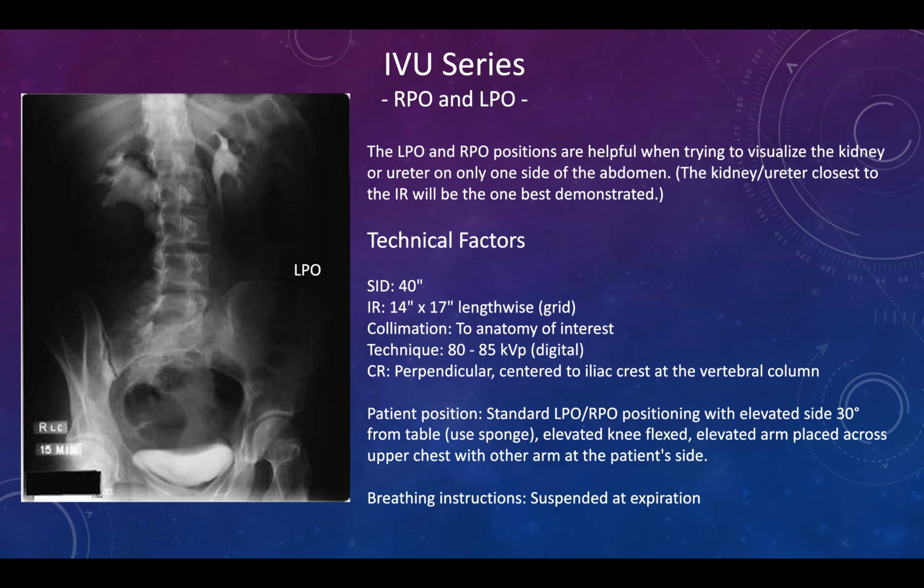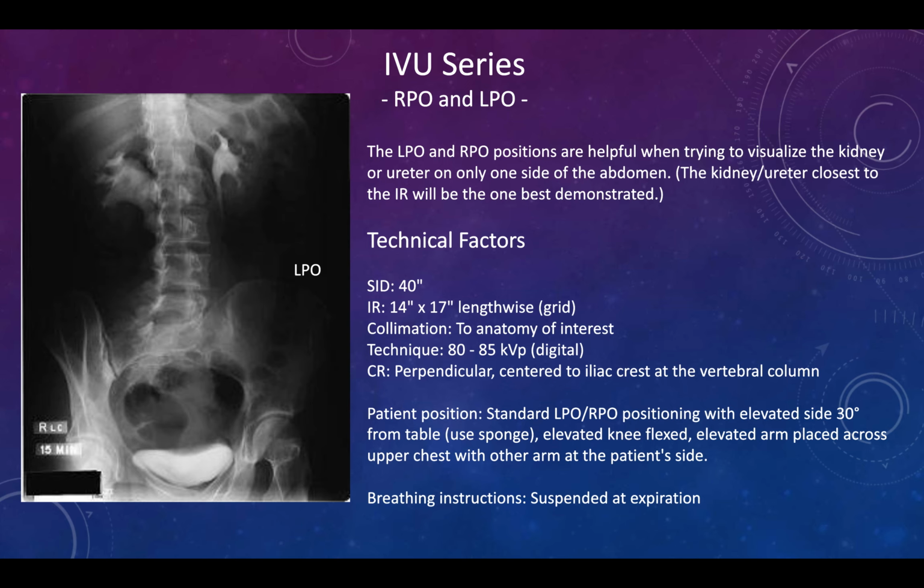We're also going to be doing an RPO and an LPO. And these are helpful when trying to visualize the kidney or ureter on only one side of the abdomen. Whichever one is closest to the IR is the one that's going to be best demonstrated. So the RPO for the right kidney, LPO for the left kidney.